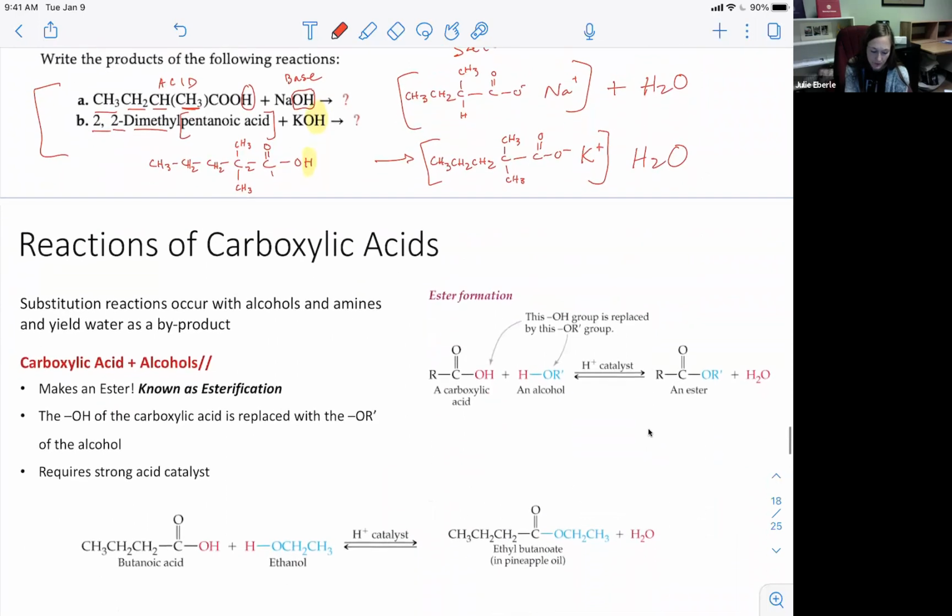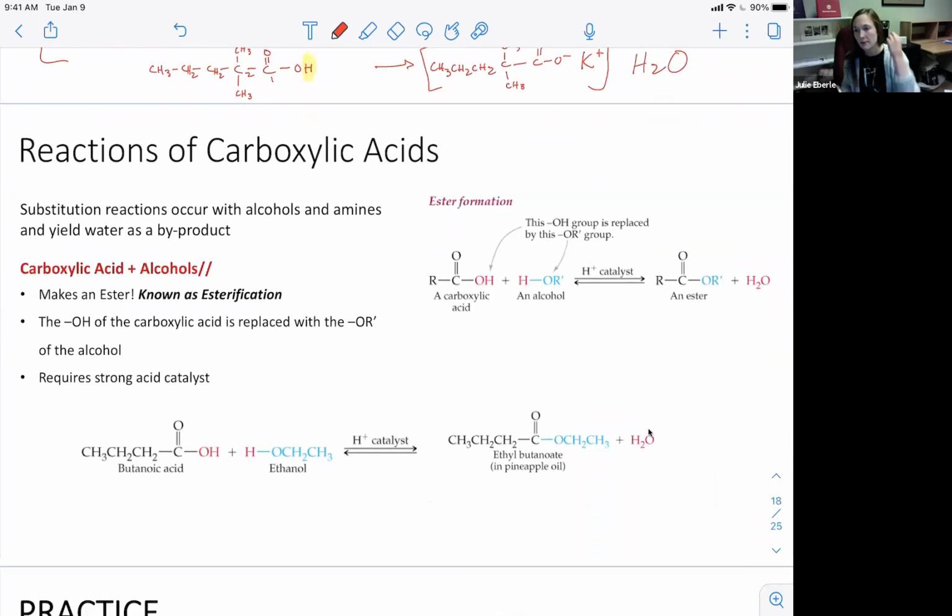So what we're gonna do, last things for today, we're gonna look at how do you make esters. We've been saying this whole time, esters are derivatives of carboxylic acids. But how do we make them? Okay, so substitution reactions occur with alcohols and amines. Yes, alcohols and amines. Yield water as a byproduct. So if you have a carboxylic acid and an alcohol, that's what we're going to look at first. A carboxylic acid and an alcohol.